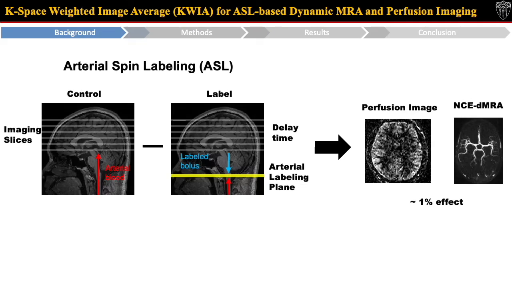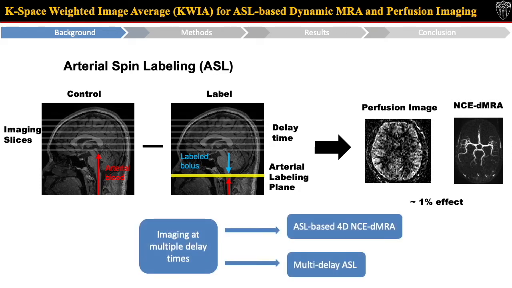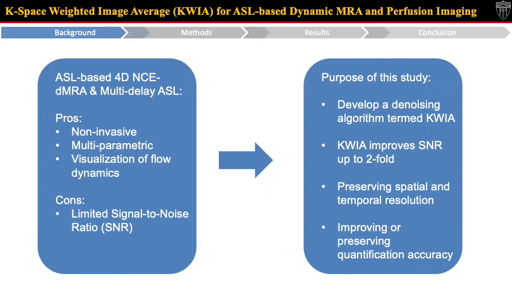In ASL, the difference between control and label images produces the perfusion image or non-contrast enhanced DMRA image. There is a delay time after labeling. If we image at multiple delay times, we can expand the data to 4D, so that's ASL-based 4D NCE DMRA and multi-delay ASL. The advantages of ASL-based 4D DMRA and multi-delay ASL are that they are non-invasive. Multiple quantification maps can be estimated simultaneously, and they enable the visualization of flow dynamics. However, their inherently low SNR becomes the biggest issue.